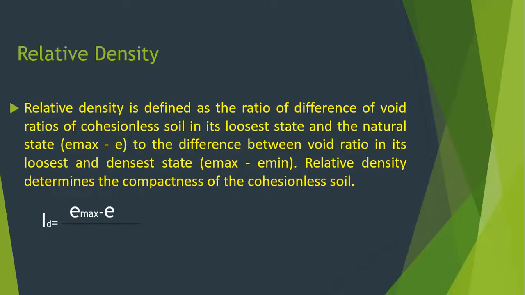Again I'm going to repeat it: Emax is the void ratio when soil is in looser state, minus E, the void ratio if soil is in natural state, divided by Emax minus Emin. Emax again, the void ratio when soil is in looser state, minus the void ratio when soil is in denser state.